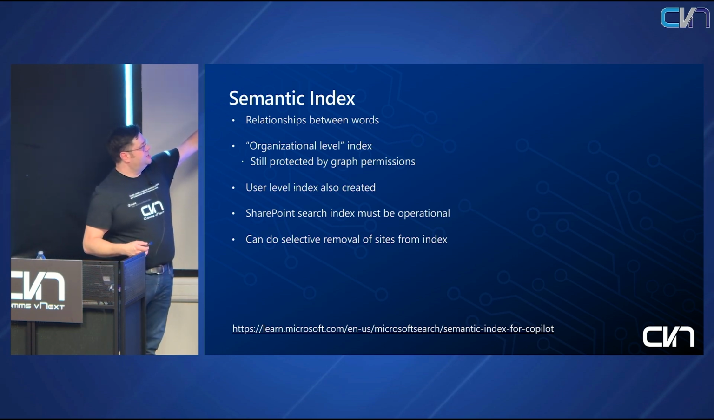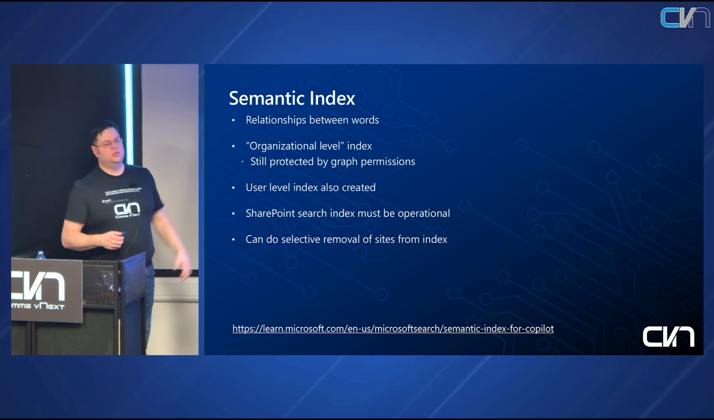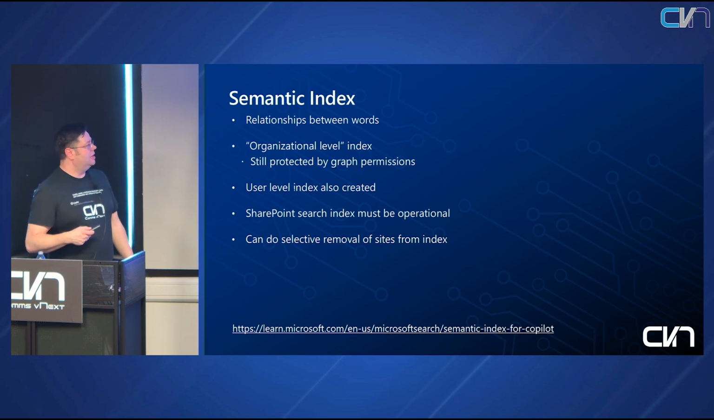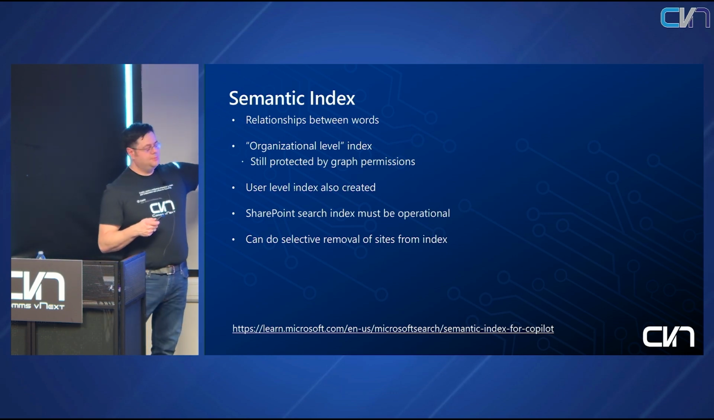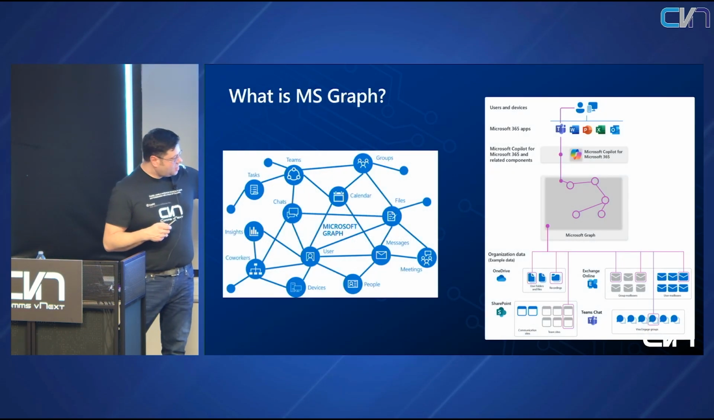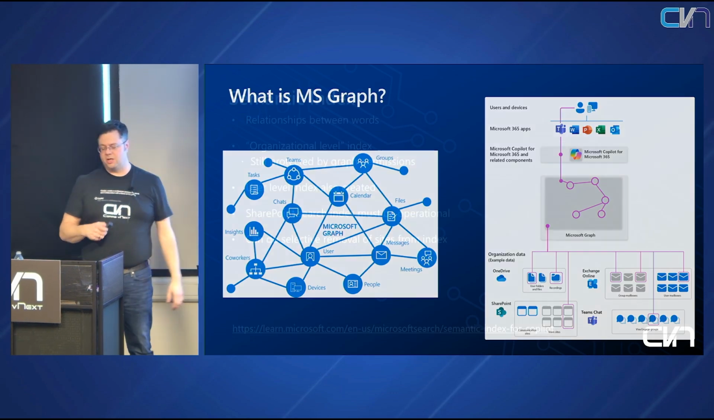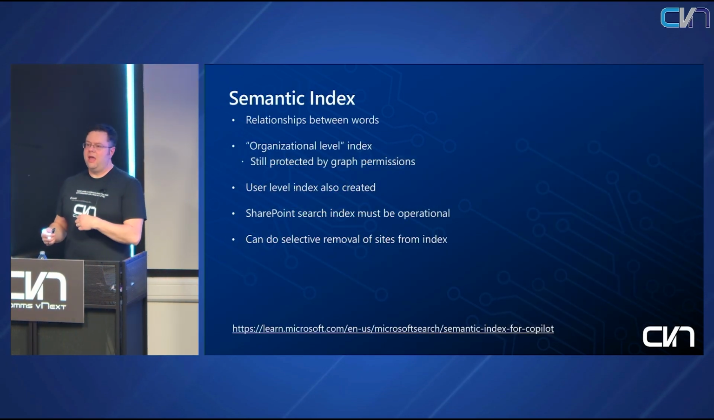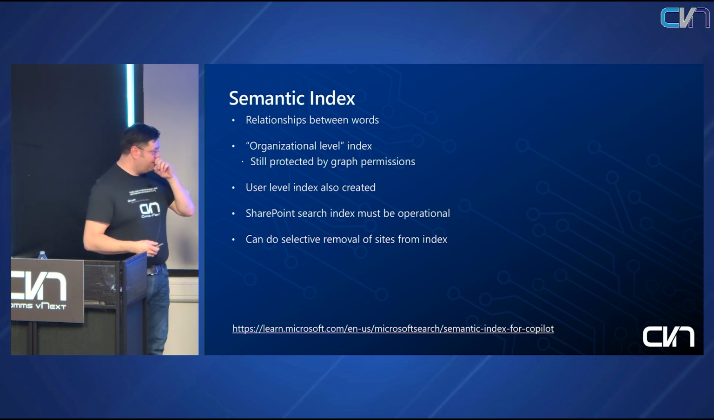The semantic index is something that is built at the organizational level. There is also a user level index that is created if you're on the full M365 Copilot license. This stuff is still protected by the Graph permissions. That's something that I kind of forgot to mention here, is that when we ask Copilot a question, it will only ever provide the answer filtered through what my user account has permissions to access, right? So it won't go and find data from everywhere in my environment. It's filtered to stuff that I have access to.